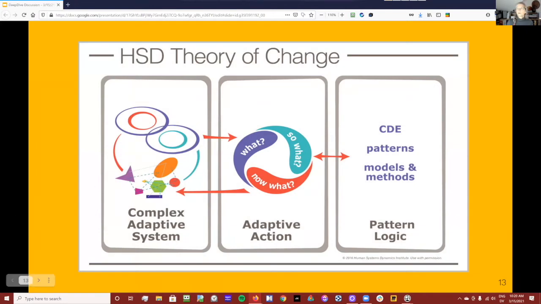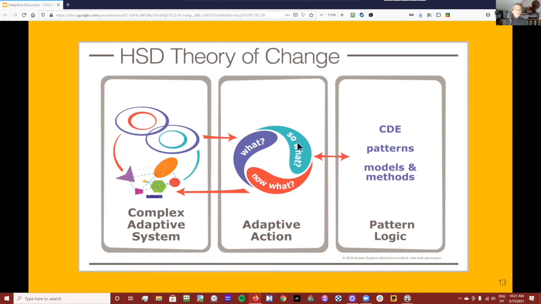So the HSD theory of change is that the patterns reinforce the actions of the agents, and then the agents reinforce the patterns. If you want to shift that, you have to step outside of the patterns and do what we call the adaptive action loop, where we look at the patterns without interpreting them, without deciding what to do about them, without fixing them yet, but just looking at them to understand them more clearly.